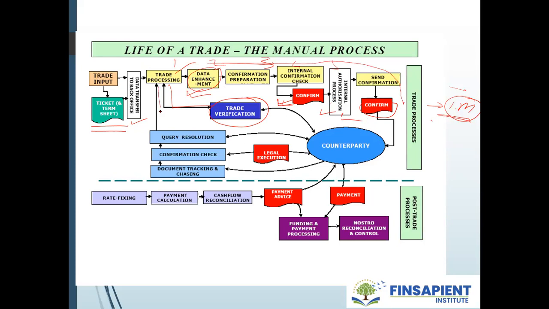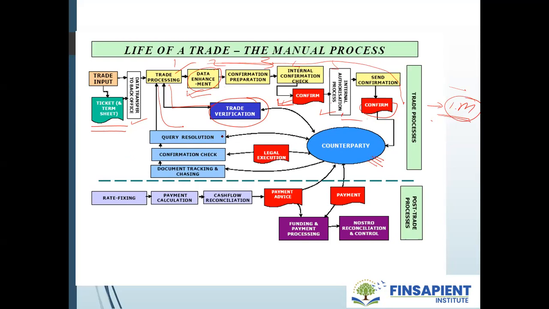There's another path here which is running in parallel, which is legal execution and confirmation with the counterparty. So counterparty means those who are confirming the trade, or even the depository, the traders, brokers, they will be working on the confirmation process check.